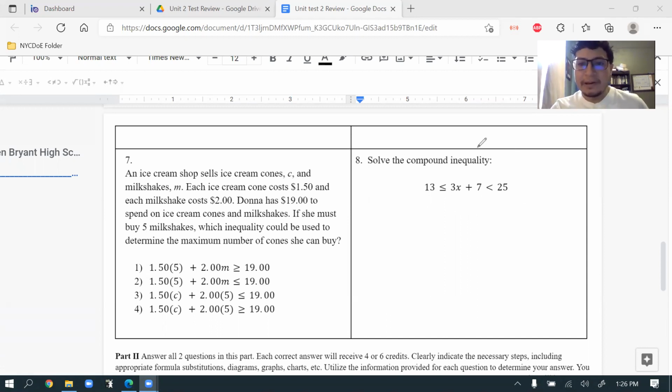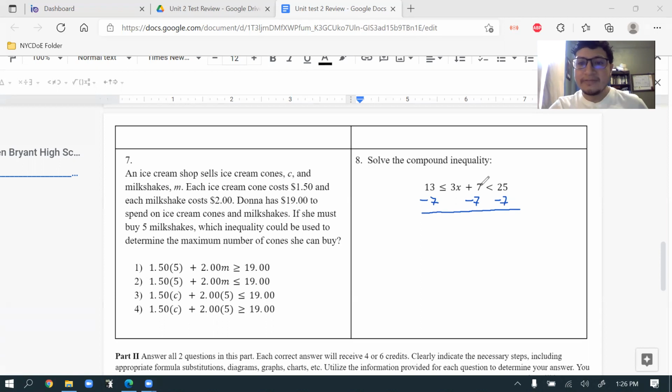Here we have a compound inequality. It's saying 3x plus 7 is between 13 and 25. Our first step is to analyze this expression in the center. What's happening to x? Well, x is being multiplied by 3, and then we're adding 7 to that quantity. So in order to reverse that process, I'm going to subtract 7 from all three parts.